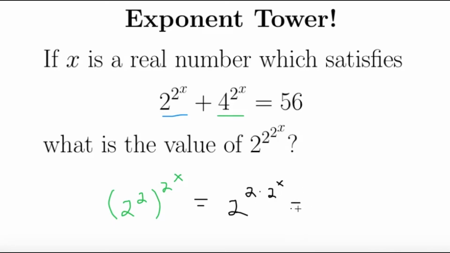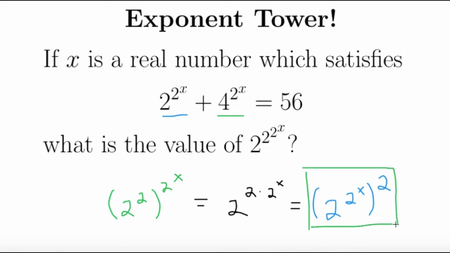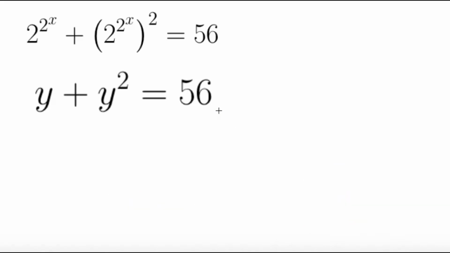And I know I can write this as 2 raised to 2 raised to x first. Then I write the parentheses, and then I'll square this. So the 4 raised to 2 raised to x, I can write it as 2 raised to 2 raised to x, and then the entire quantity raised to the second power. Now, if I replace this, this will be the result. So I'll have this equation over here.